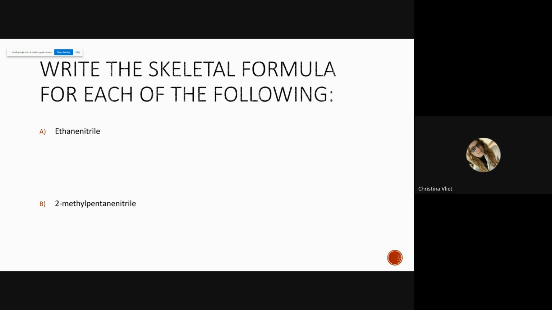Ethane, how many carbons? It says skeletal, how fun. Remember what I told you about skeletal and nitriles? It's like that, and then like that because it's a triple bond to the end. No, it doesn't look right, but it is.